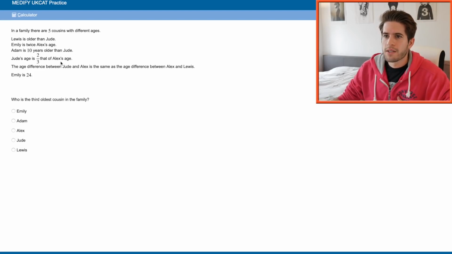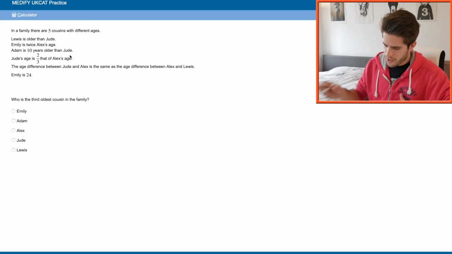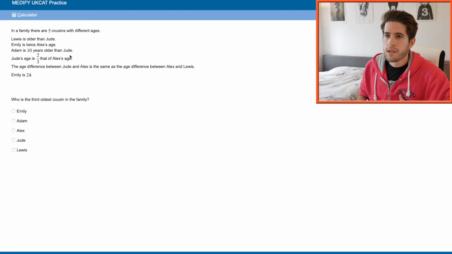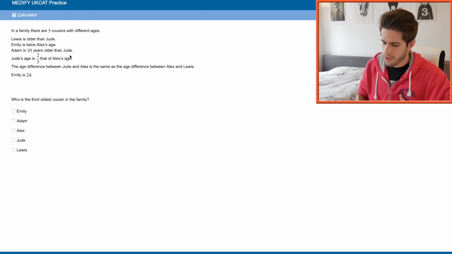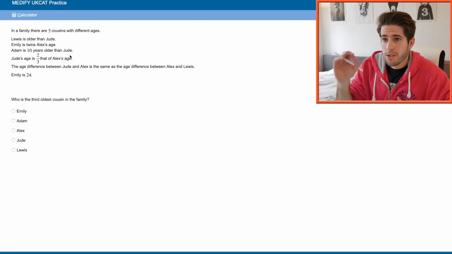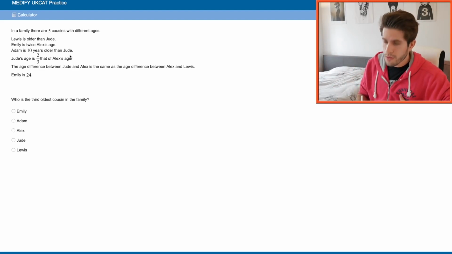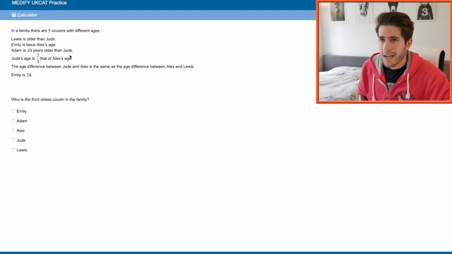Jude's age is 2/3 that of Alex. And Emily is twice Alex. So Jude is younger than Alex, and Emily is older than Alex. Oh, there's Alex and Adam. Okay, so Adam is older than Jude. Jude is 2/3 that of Alex. So Alex is older than Jude. And Emily is twice Alex's age. So Emily is older than Alex.